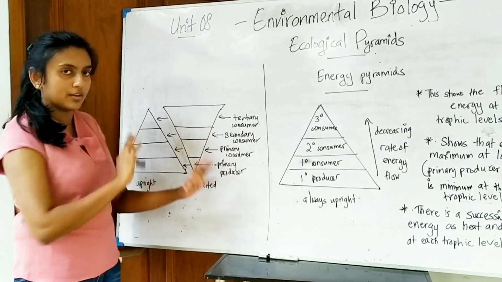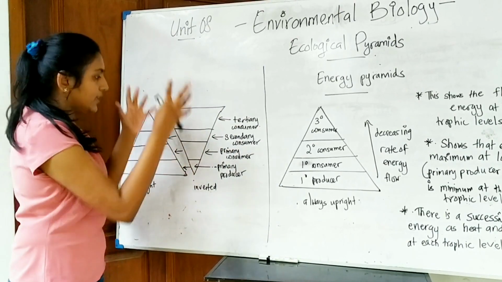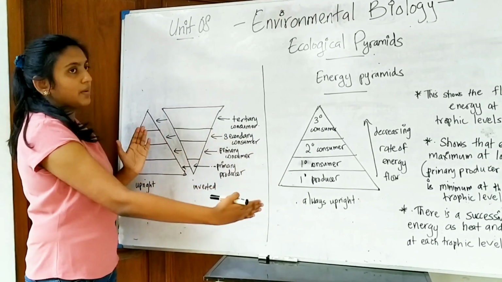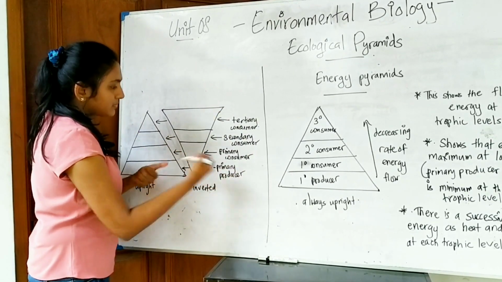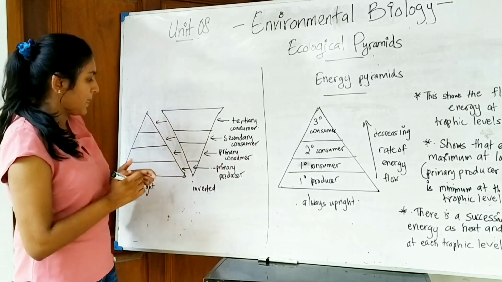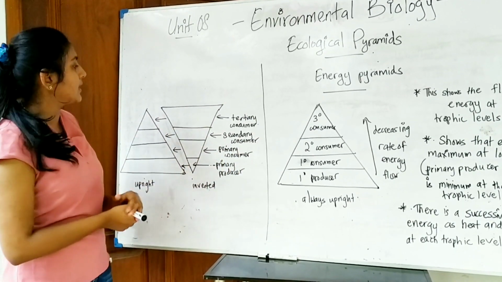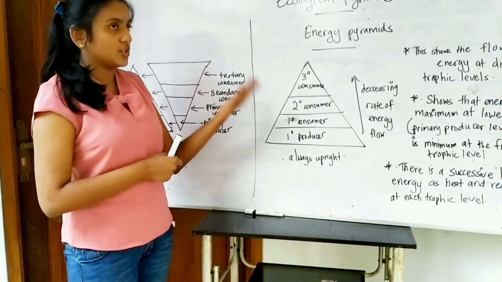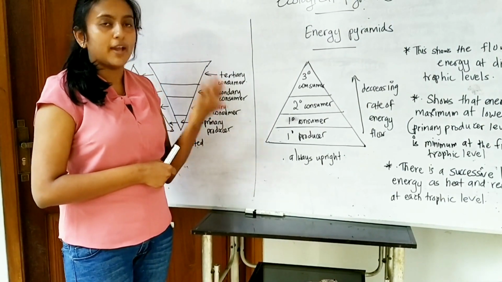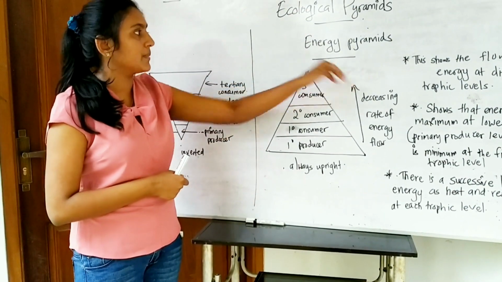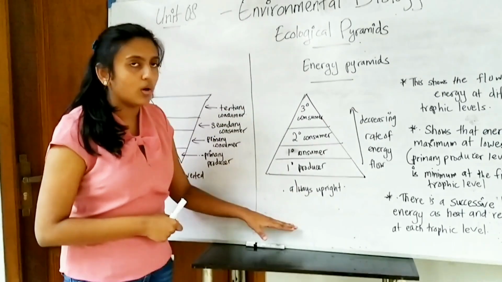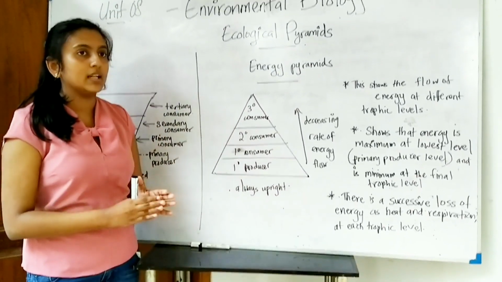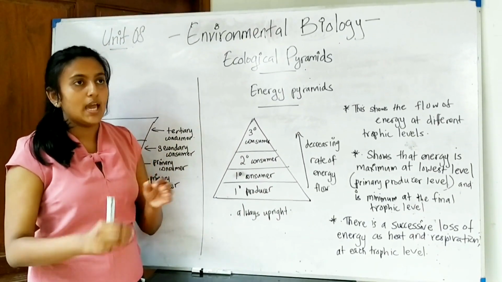So this is not just about one food chain, but about a whole ecosystem. We can represent the whole ecosystem, which means we can mention several primary producers in the primary producer part. So this is how an upright pyramid and an inverted pyramid look. We said that there are 3 types of pyramids: energy pyramids, number pyramids, and biomass pyramids. Coming to energy pyramids, they are always upright, because when moving upwards in a food chain, there is definitely a loss of energy.